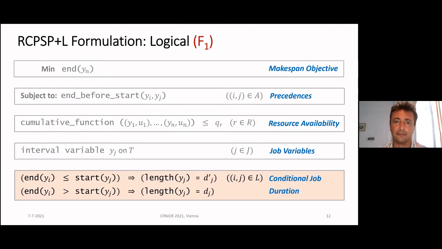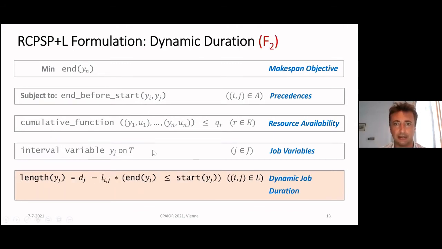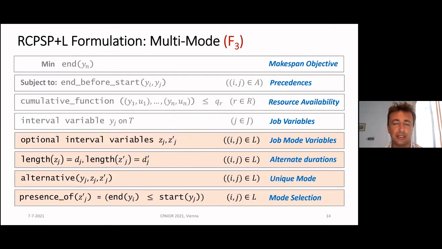And in a second formulation, formulation number 2, what we did is we expressed that dynamically, meaning that the length of the interval variable is directly expressed by the original duration of the job minus the reduction in case that the precedence takes place, which is the multiplication through this Boolean expression here to the right. A third formulation was used in which we remodeled the whole thing as a multimode RCPSP. Multimode means that for every job, there is two modes, well, for most of the jobs.